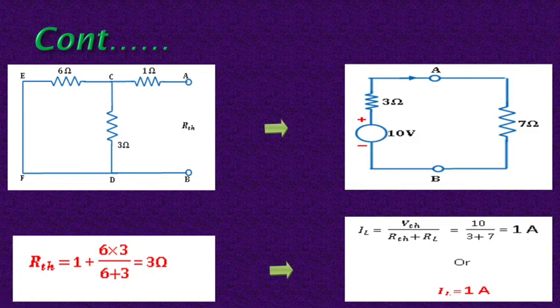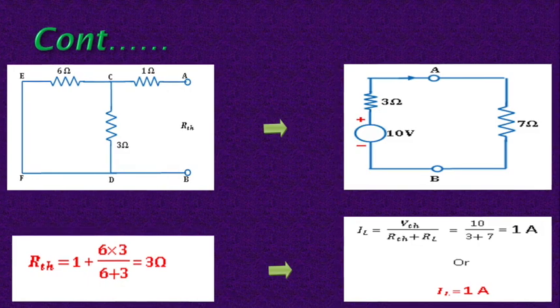Next, reconnect the load resistance RL across the load terminals A and B. We get the equivalent circuit as shown in the figure. Here RTH, VTH and RL are series connected. So calculate IL. IL equals VTH divided by RTH plus RL. So 10 by 3 plus 7 equals 1 ampere. Finally, the load current is equal to 1 ampere.